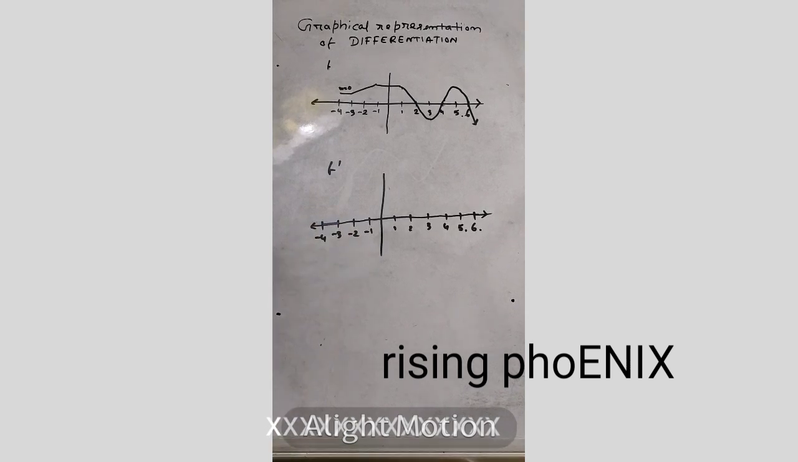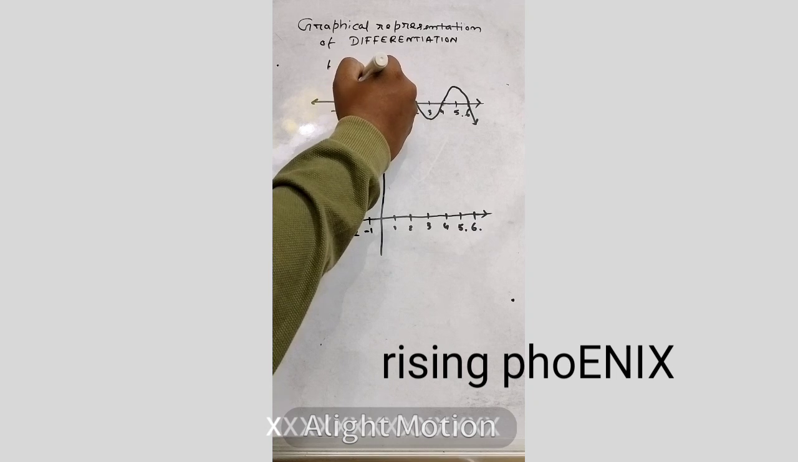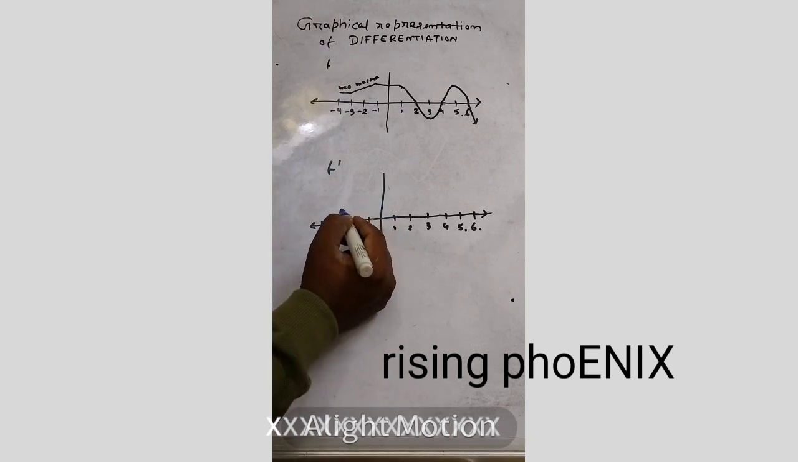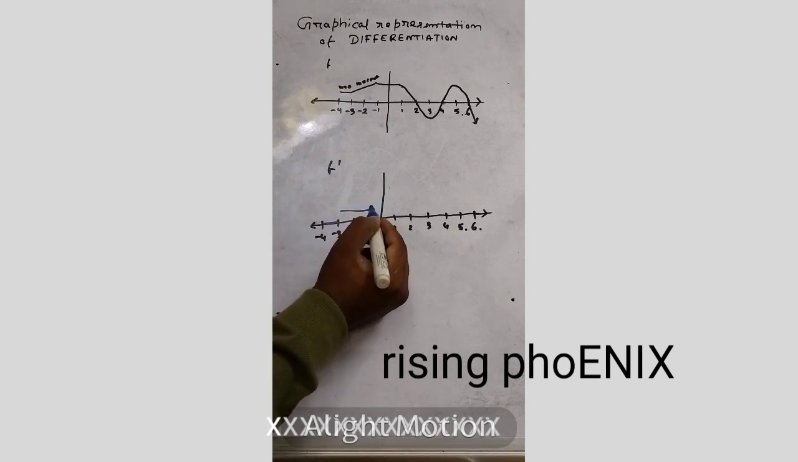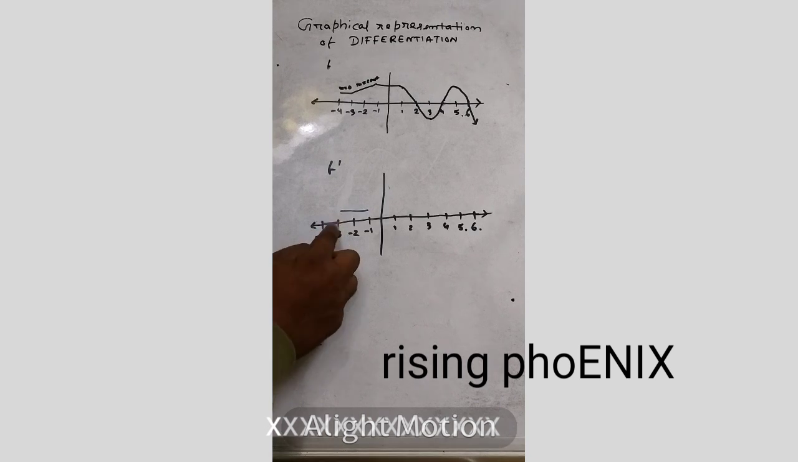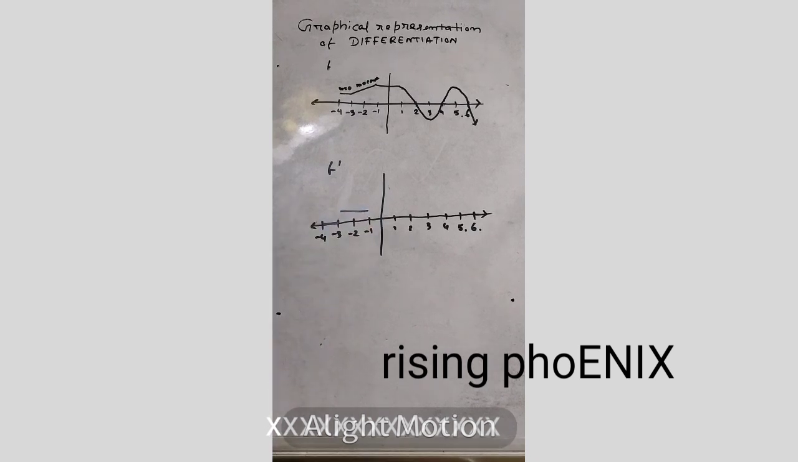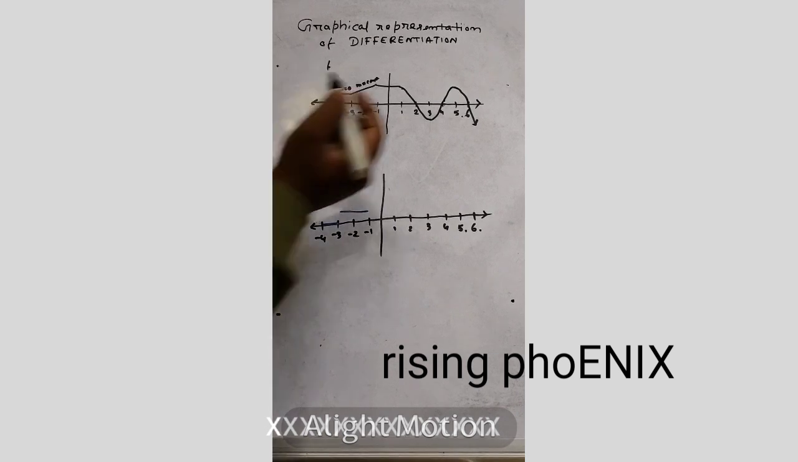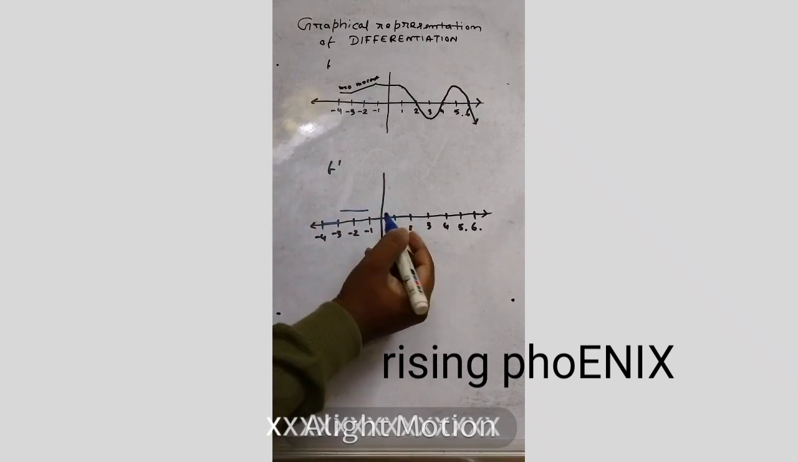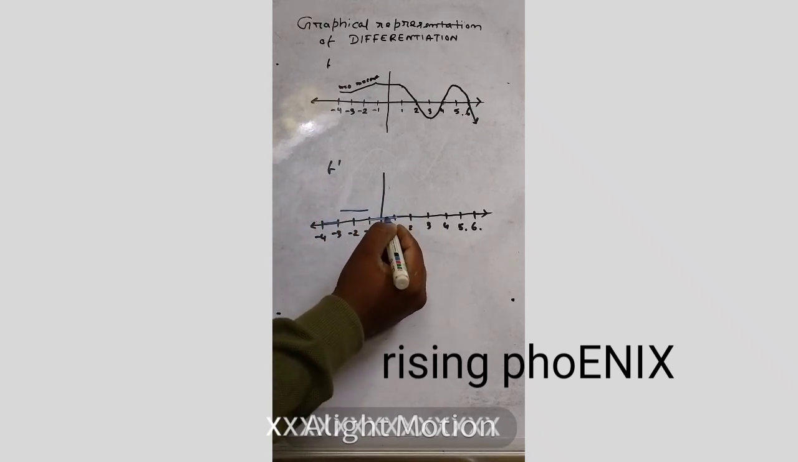From -3 to -1, this has m equal to a constant. So from -3 to -1, we will have a jump, a jump discontinuity, from x equals -3 to -1. Okay. Now again, from -1 to +1, this is a straight line, so that will be represented as a straight line from x equals -1 to x equals +1.